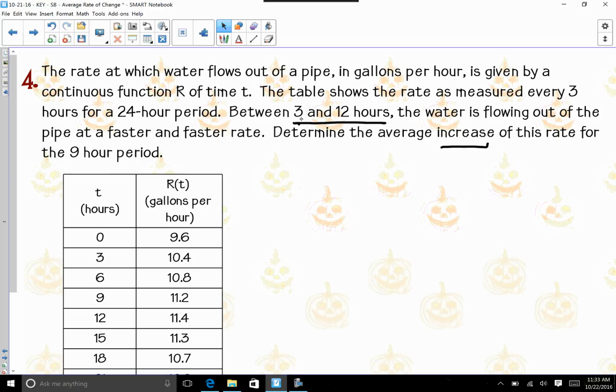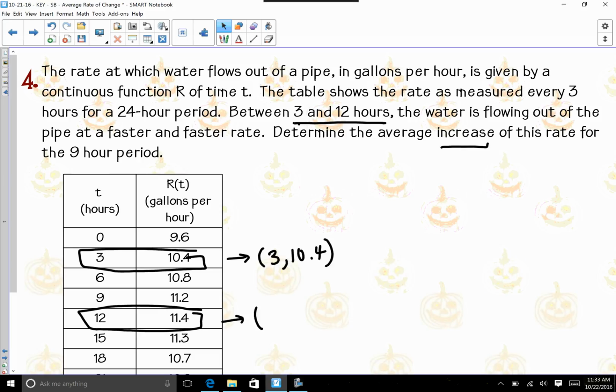So from 3 to 12, it's spanning 9 hours, right? So I want to know, what is the average rate of the water flowing out? Well, it says between the 3-hour mark and the 12-hour mark, so I could write two ordered pairs. I get the ordered pair 3, 10.4, and the ordered pair 12, 11.4.